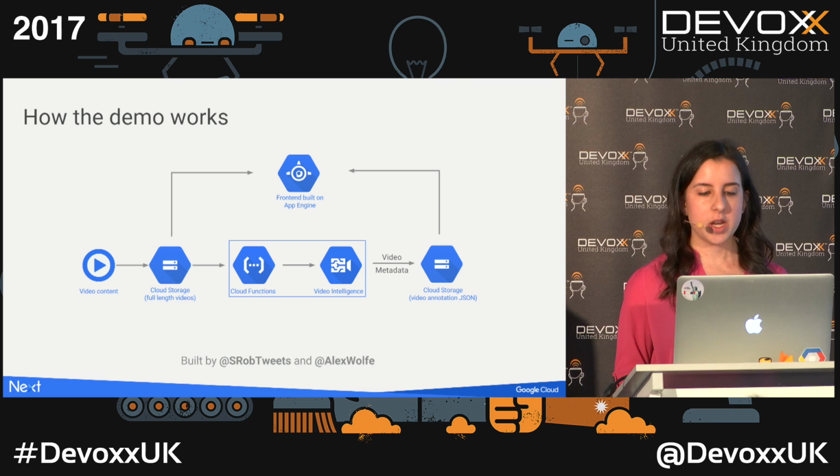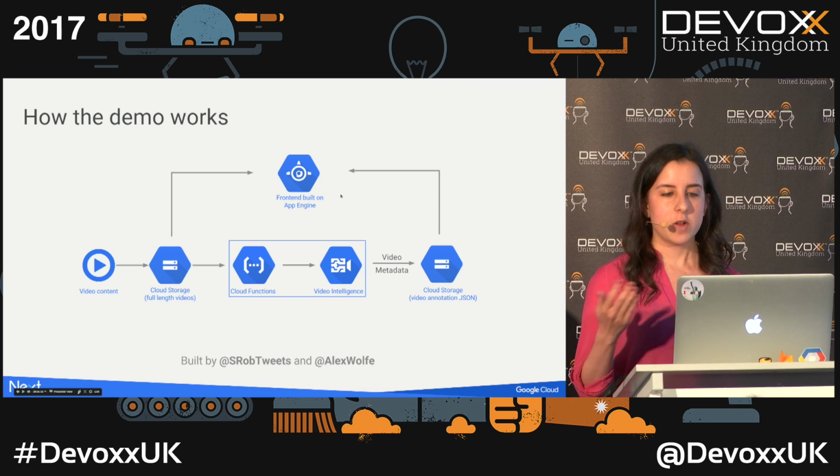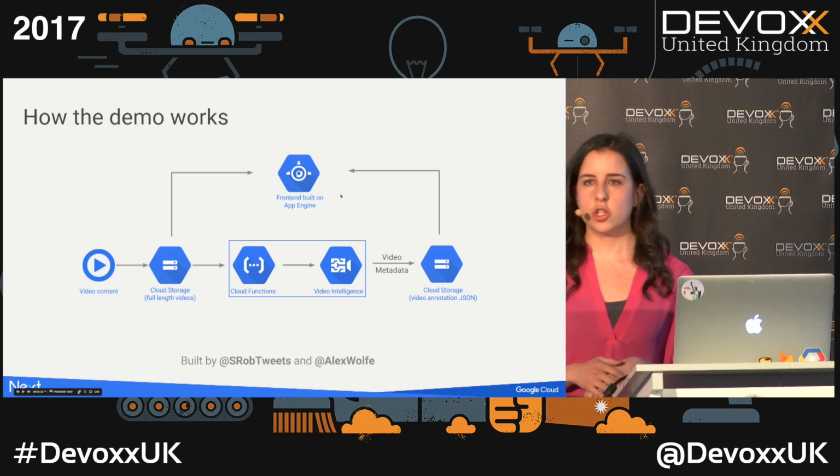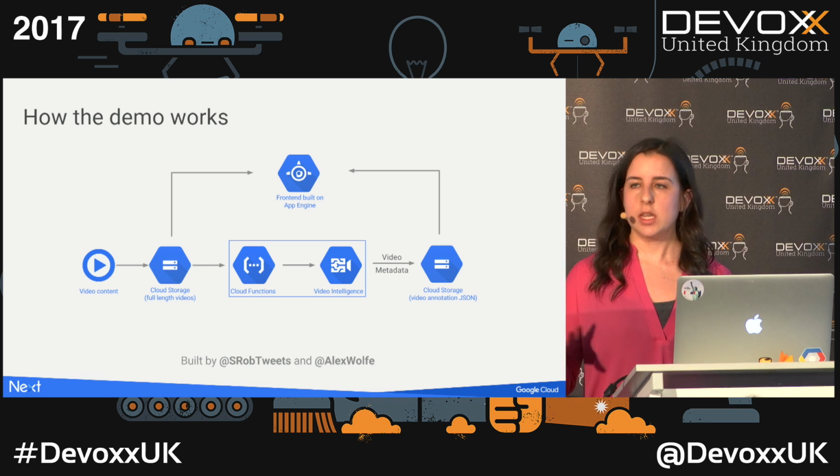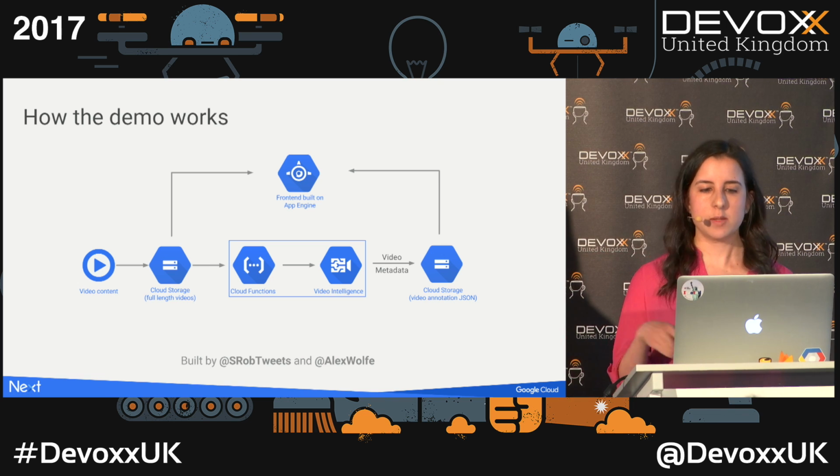And then the front end is just a Node.js app, and the front end itself doesn't call the video API. It just pulls the videos and their associated metadata. And it's able to display that and make it searchable to the user. That's a bit of how the app works.